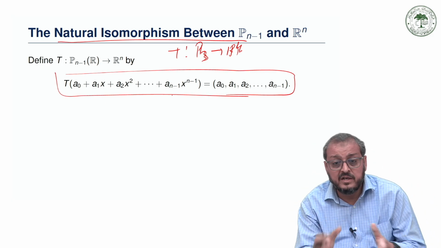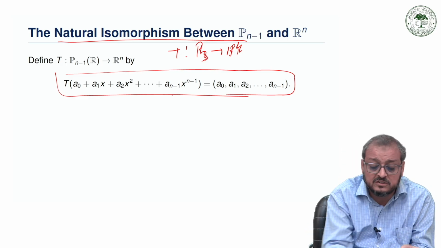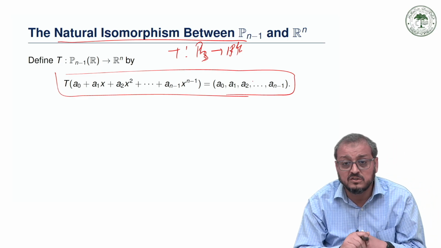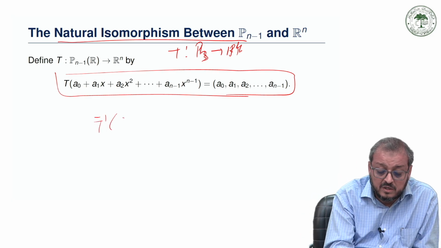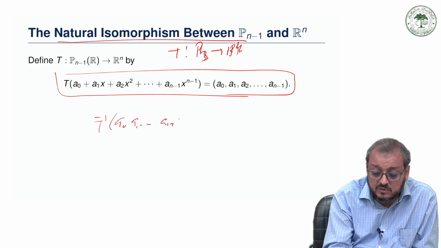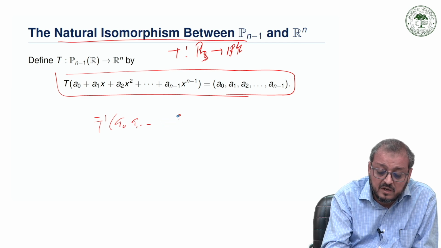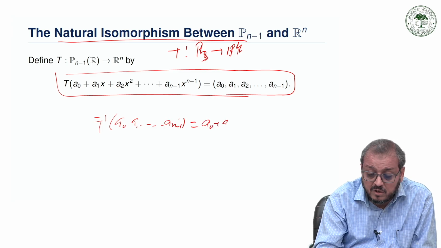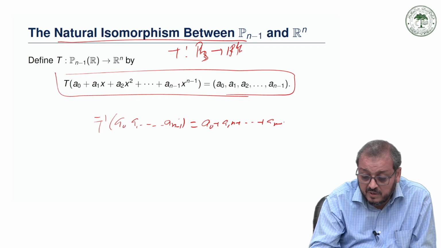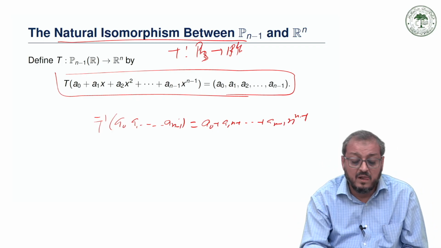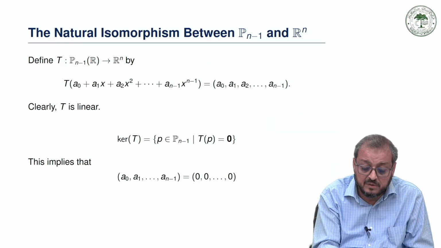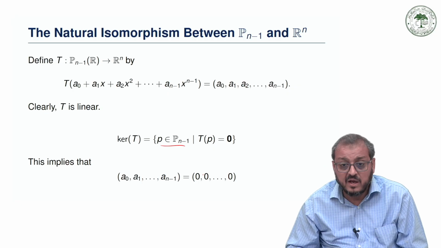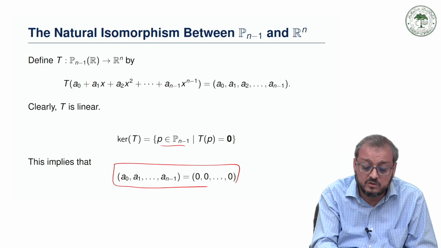Then clearly we have to prove that this is linear and also one-one, because if the kernel of this is equal to 0, the whole thing is equal to 0, and also onto. The inverse of such a map is defined by T of a0, a1, up to a(n minus 1), which is the form a0 plus a1 x up to a(n minus 1) x to the power n minus 1. So naturally we can define it in this form. Clearly the kernel is 0, so this means the kernel is 0.